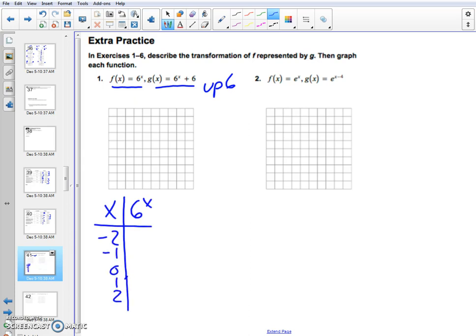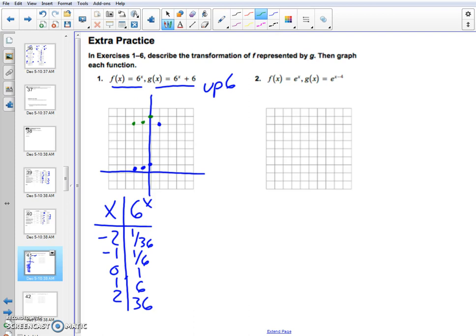So we've done this before. This would be 1 over 6 squared, so 1 over 36, 1 over 6, 1, 6, 36. All right, and now I'm going to go ahead and plot those points. Now I know everything still needs to move up 6. So each of those points, 1, 2, 3, 4, 5, 6. I can't really draw in many more.